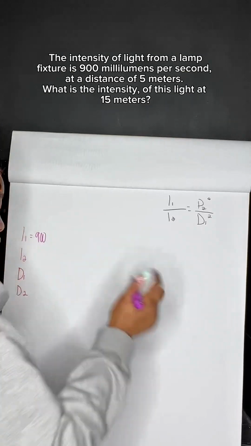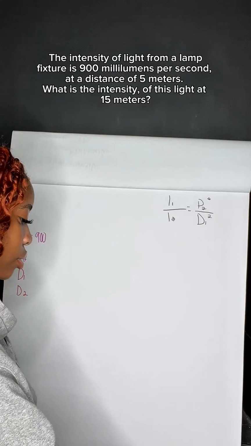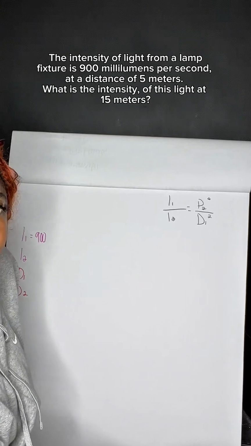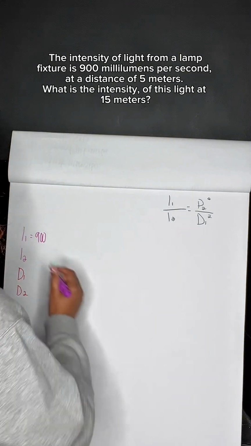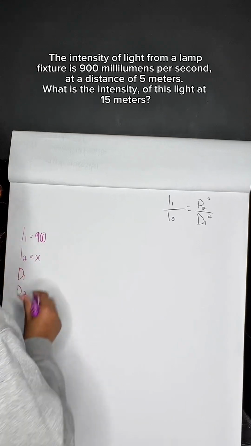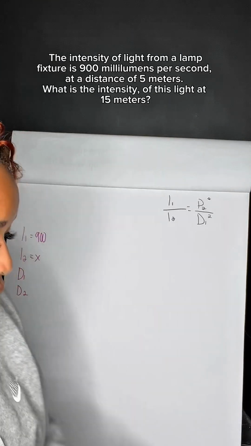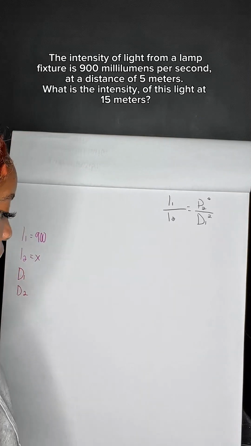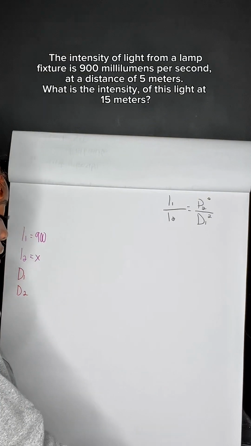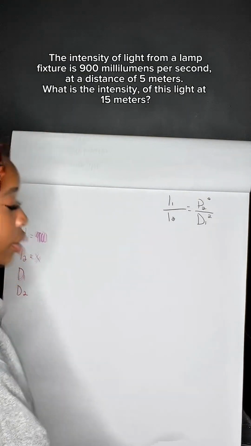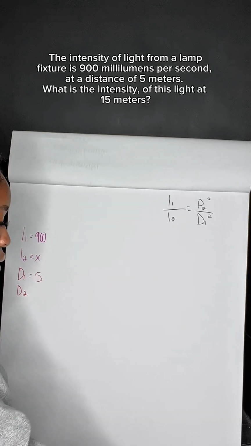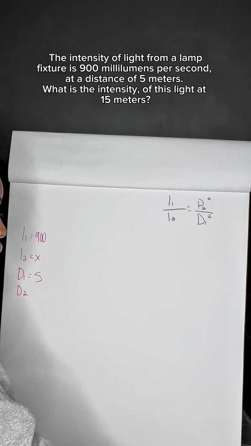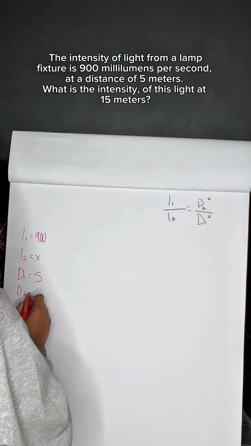But basically, to fill in the question, the intensity is 900. There's not an additional intensity. That is what we are going to be solving for. So we put X right here. And then the distance. So the first distance is 5 meters. And the second distance is 15.